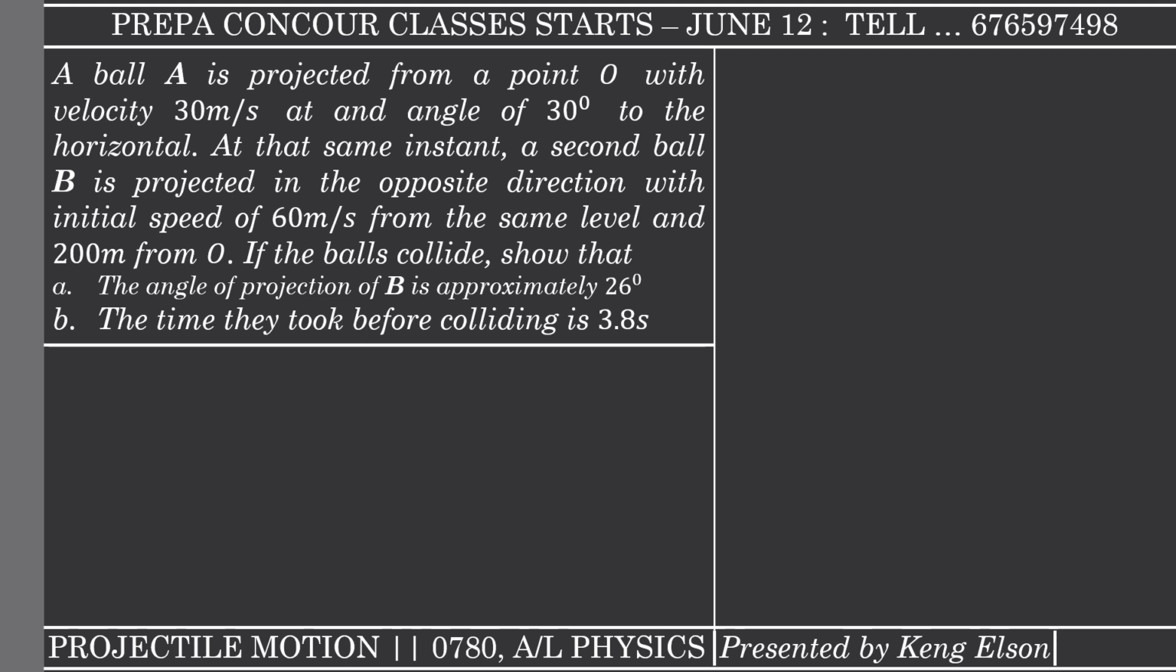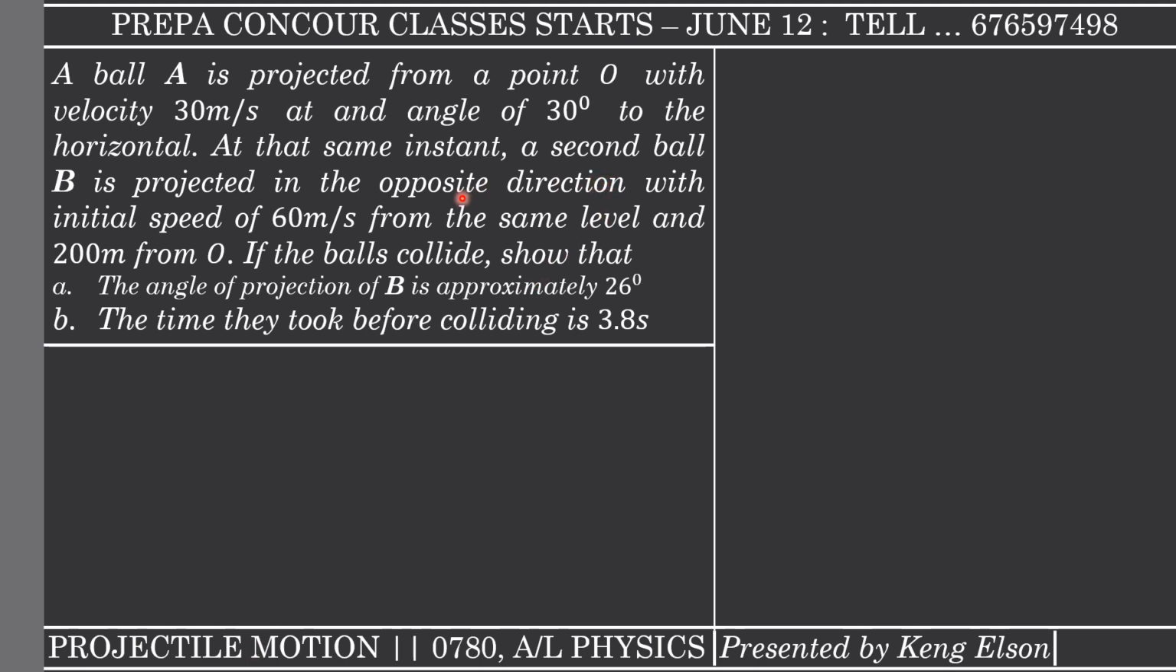So in this video we are going to be looking at an equation on projectile motion. A ball A is projected from point O with velocity 30 meters per second at an angle of 30 degrees to the horizontal. At that same instant, a second ball B is projected in the opposite direction with an initial speed of 60 meters per second from the same level and 200 meters from O. If the balls collide, show that the angle of projection of B is approximately 26 degrees, and then also show that the time they took before colliding is 3.8 seconds.